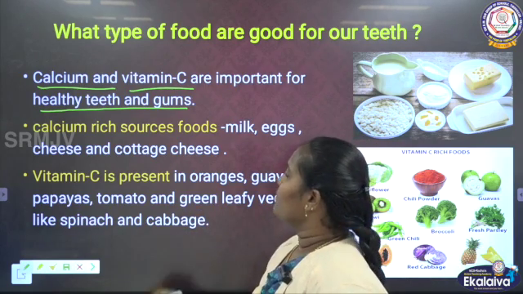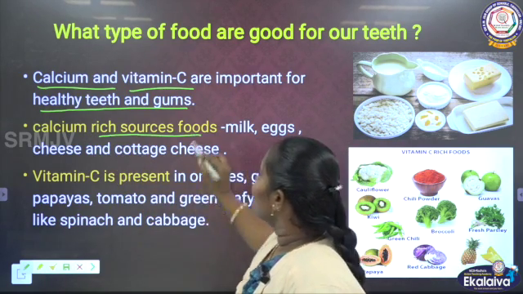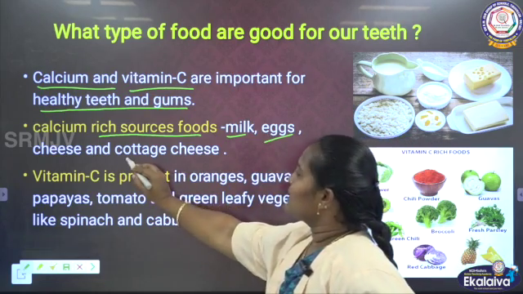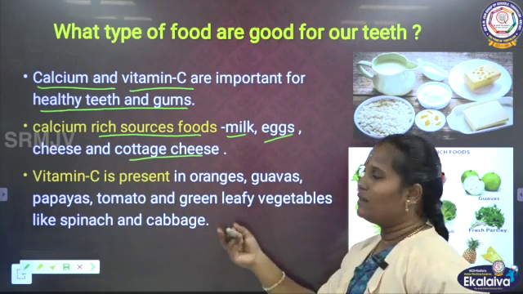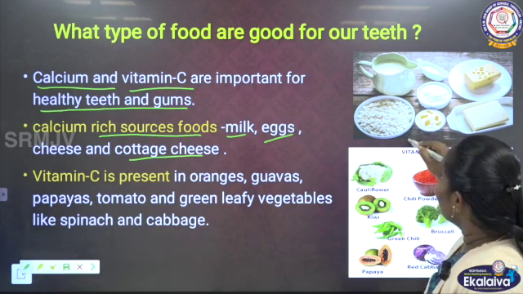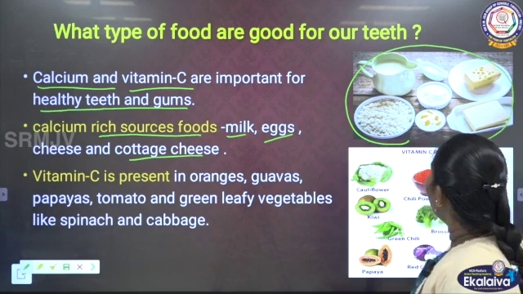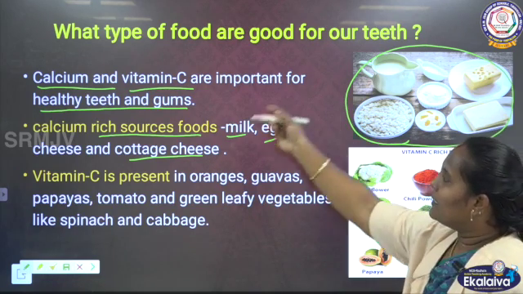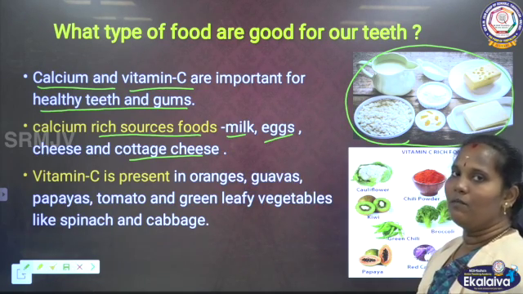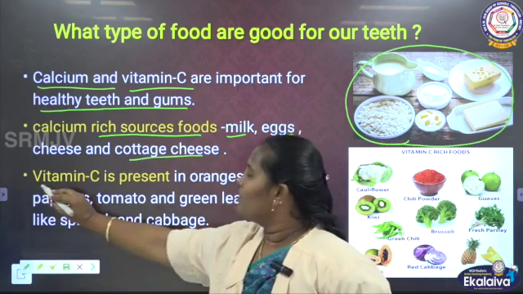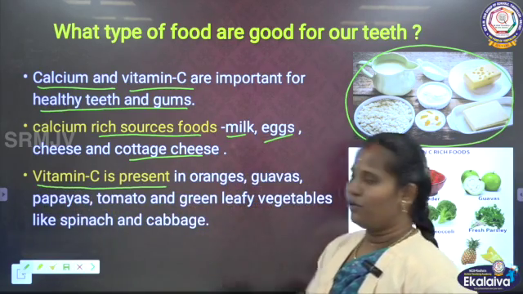First one is calcium. Calcium rich food sources: what are they? Milk, egg, cheese, cottage cheese and butter. These dairy products have a lot of calcium. This calcium gives us healthy teeth and healthy gums. Okay, apart from this we can also get vitamin C.